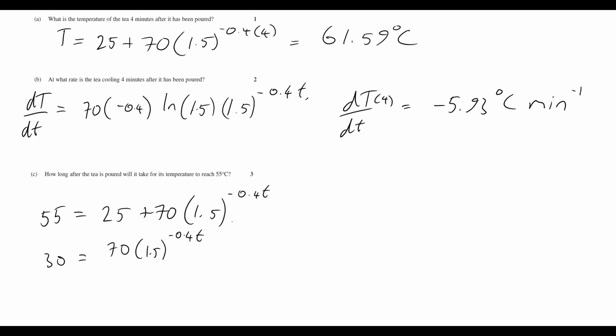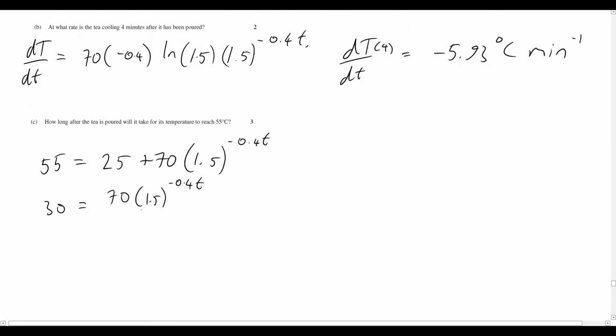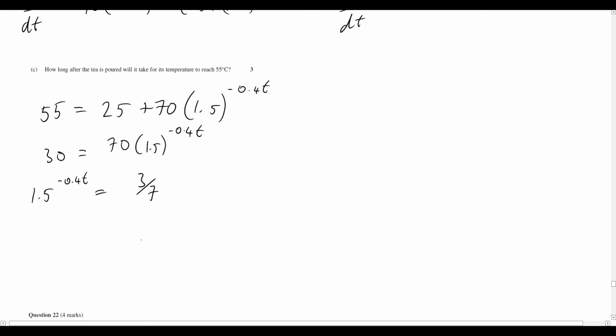Okay, and now what we should do is divide both sides by 70, and then we'll have 1.5 to the minus 0.4t equals 3 over 7. And now what we want to do is take the natural log of both sides, so that way we can bring this down, and we can say that minus 0.4t times the natural log of 1.5 is equal to the natural log of 3 over 7.